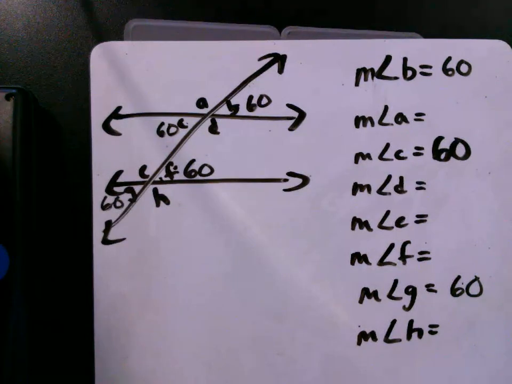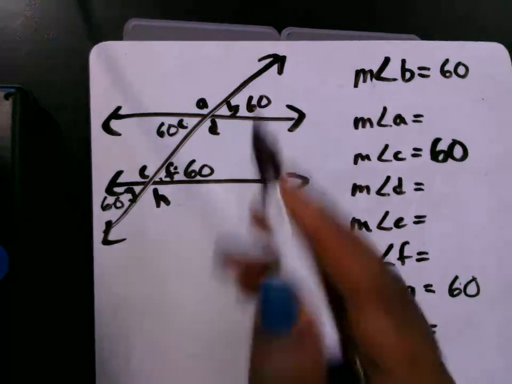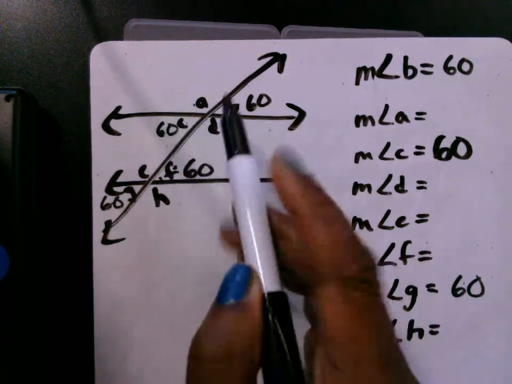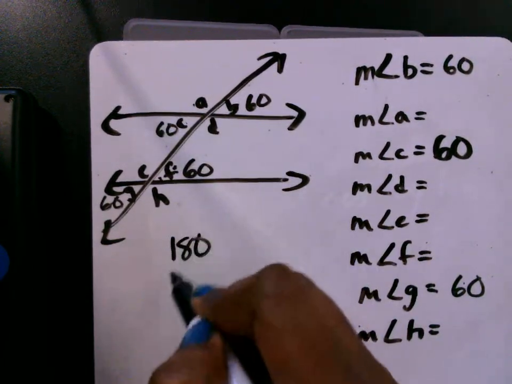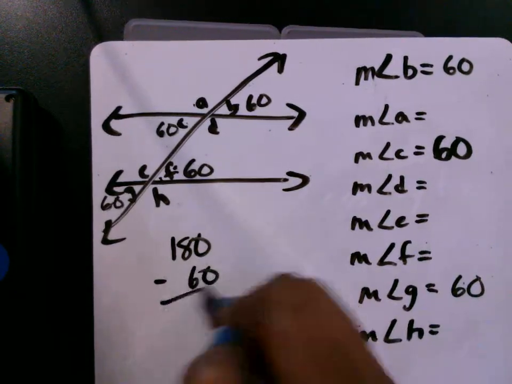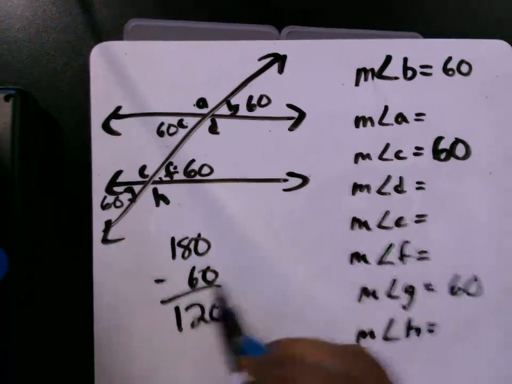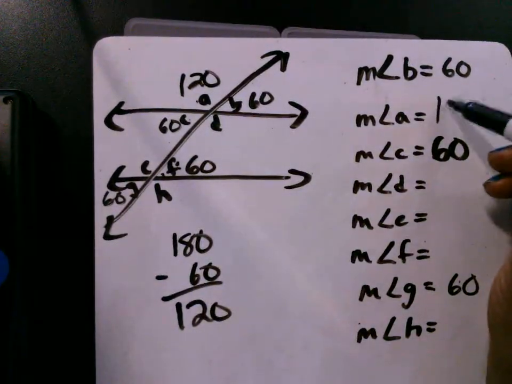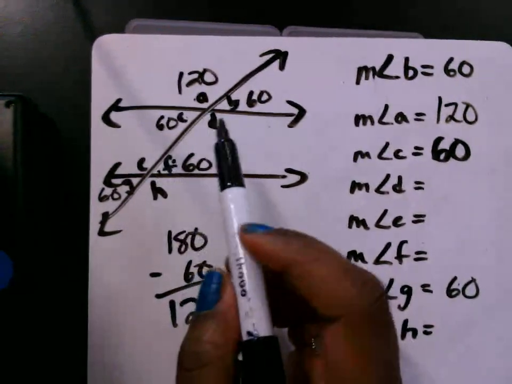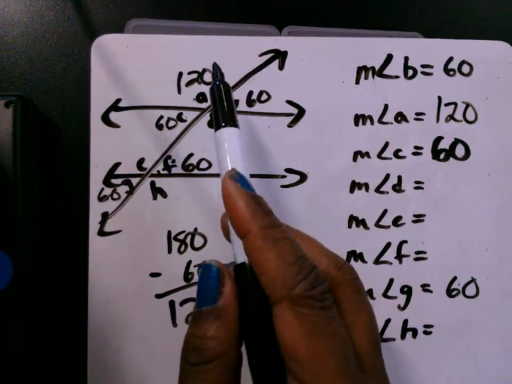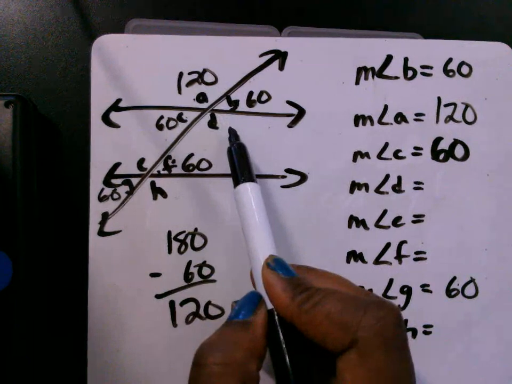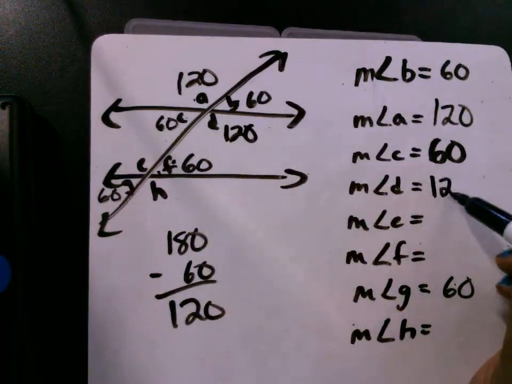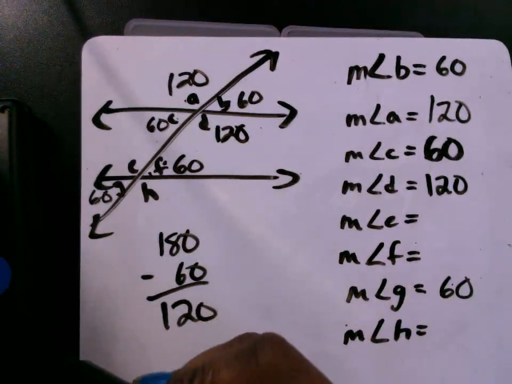How do we find A? 180 minus 60, because A and B are supplementary. They form a straight line. So we got 180 minus the 60. What's 180 minus 60? 120. So A is 120. What else is 120? Okay. Why is D 120? It's vertical. D is vertical.